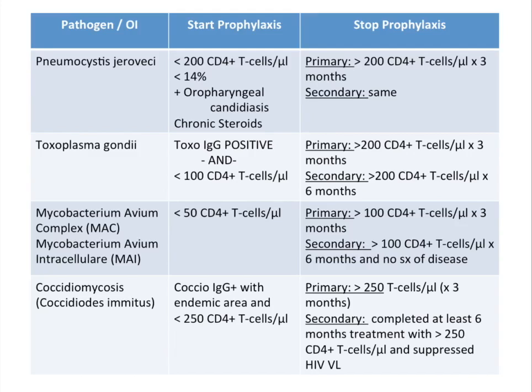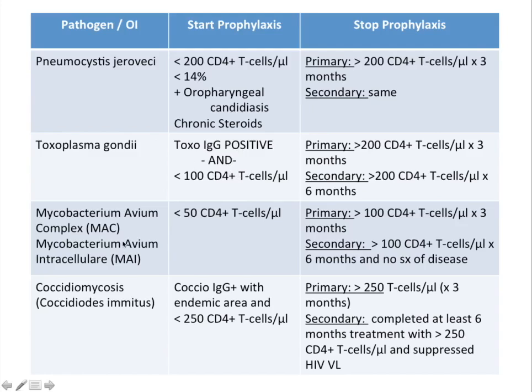So toxo, basically you want to prophylax if their CD4 count is less than 100 and their IgG is positive. If they're negative, you don't need to worry about this as much, and you don't need to repeat it. Really, you check it once at their primary diagnosis, and if they go above 100, you don't really worry about that again.